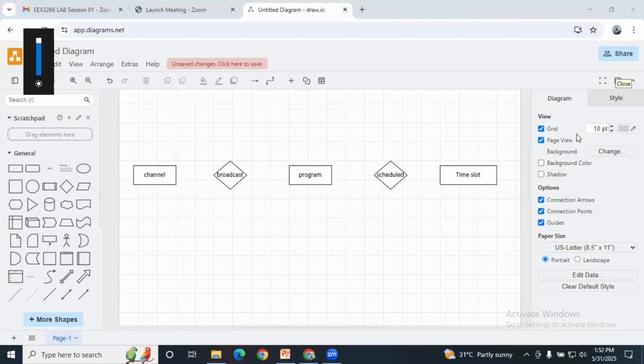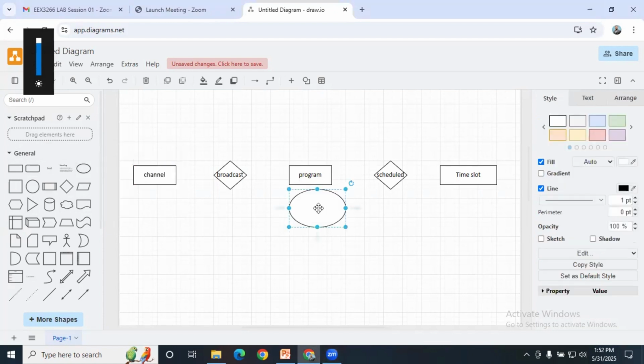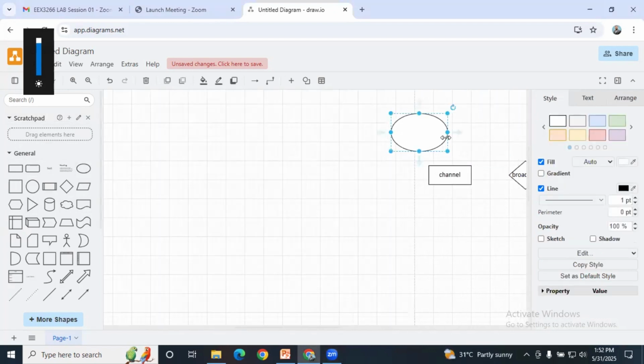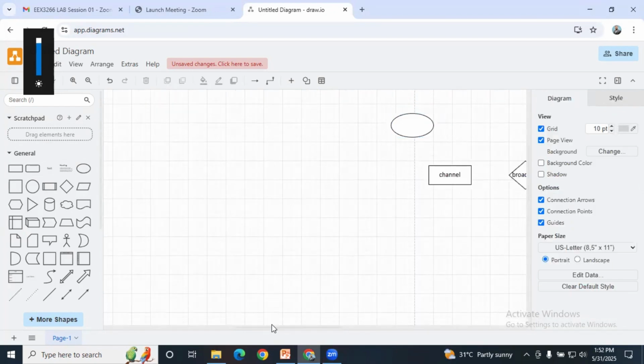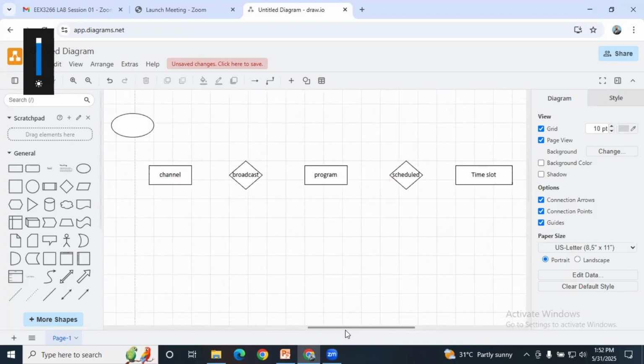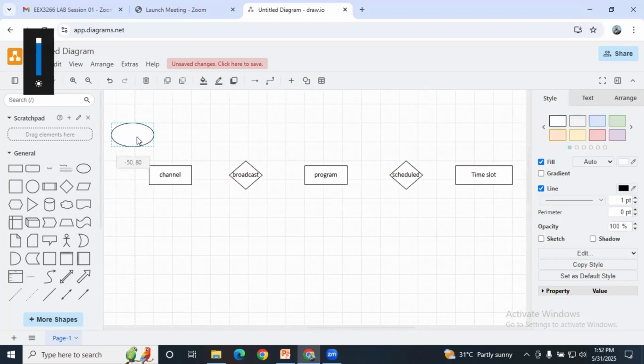Yes, PRID and frequency. So what is the shape of the attributes? Oval shape. You can click on the ellipse and create the oval shape. Okay, get into here, and there's another one.